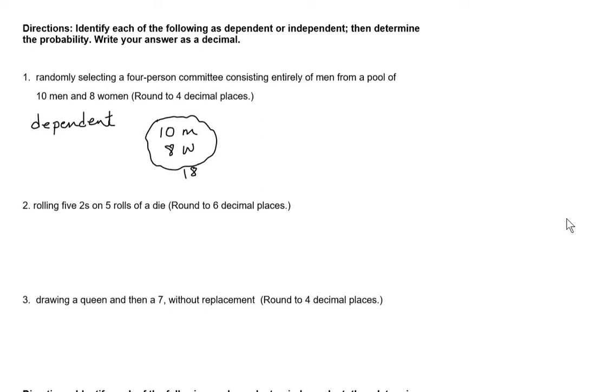Now I'm going to select a person's name out of the hat, and I want that person's name to be a man's name. So the probability of getting a man's name is 10 out of 18, 10 men. Now I don't replace that name, so now I only have 17 names to choose from. Now pretend I got a man's name on that first try, so now I only have 9 men's names, and then we just keep going like this.